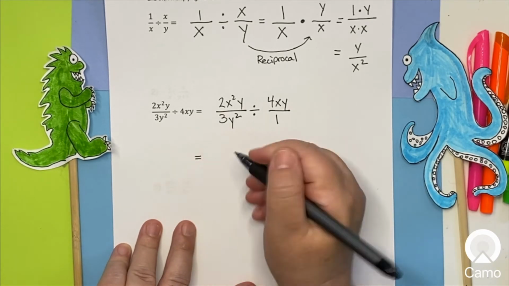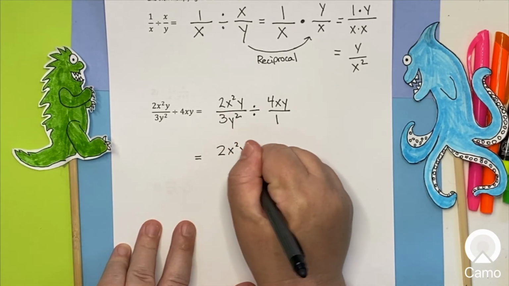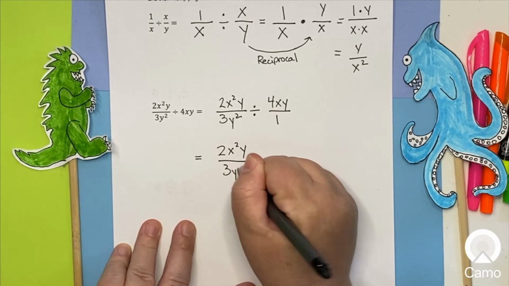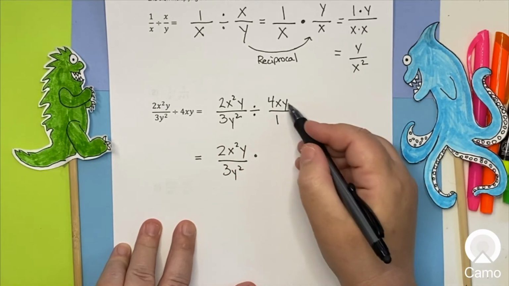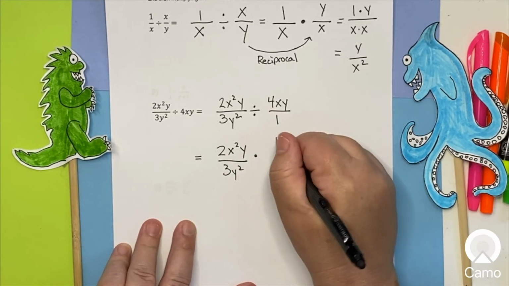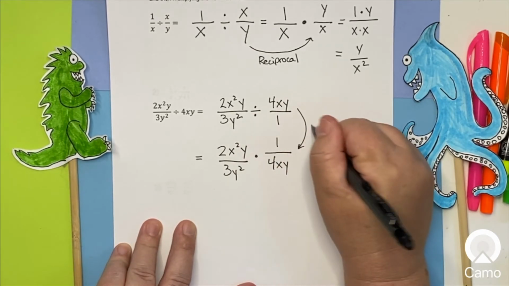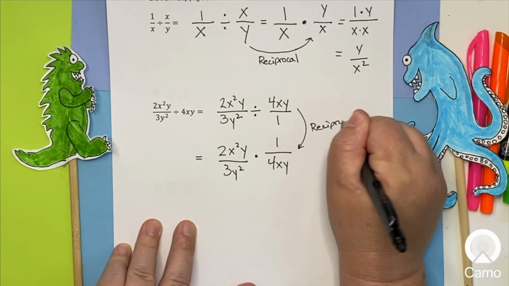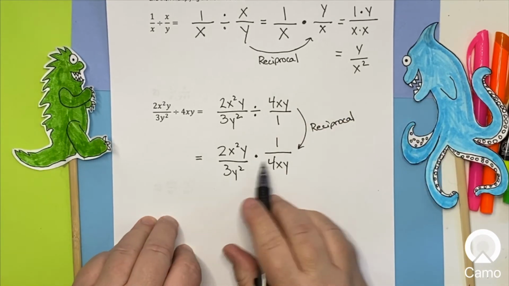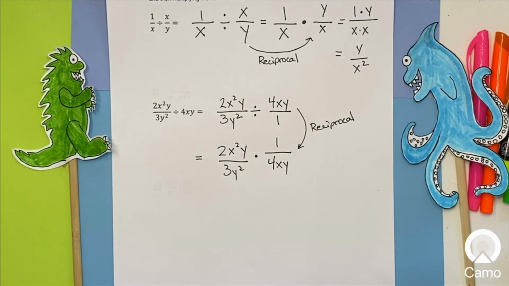So 2x squared y all over 3y squared times, and now I'm going to take the reciprocal, 1 over 4xy. So I switch it into multiplication mode. Now, how you reduce is up to you.